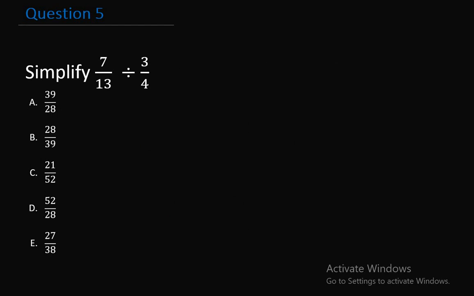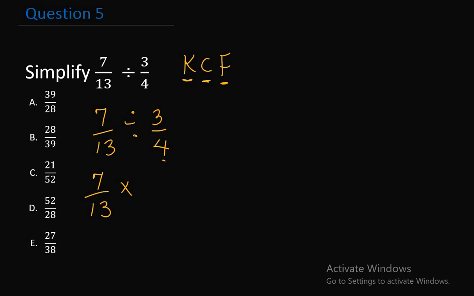Question 5 is a simple fraction. 7 over 13 divided by 3 over 4. For simple fractions like this, if two fractions are separated by a division sign, you use the concept of KCF. The K here means keep, the C means change, and the F means flip. So keep the first fraction, change the division to times, and flip the second fraction.